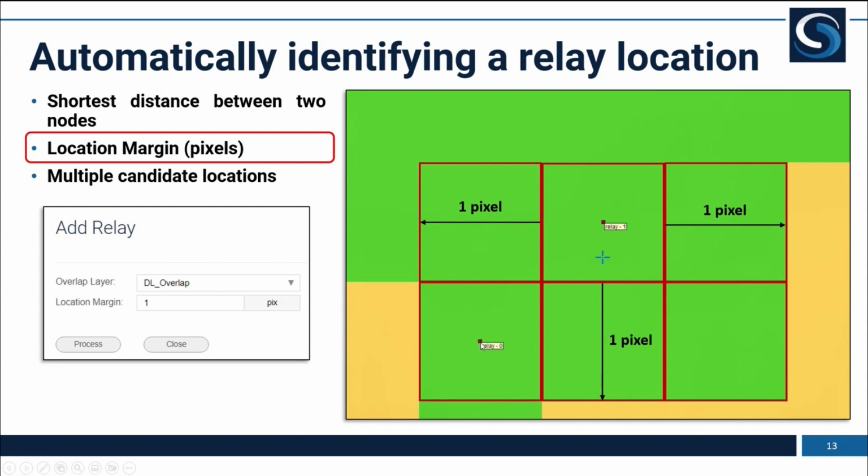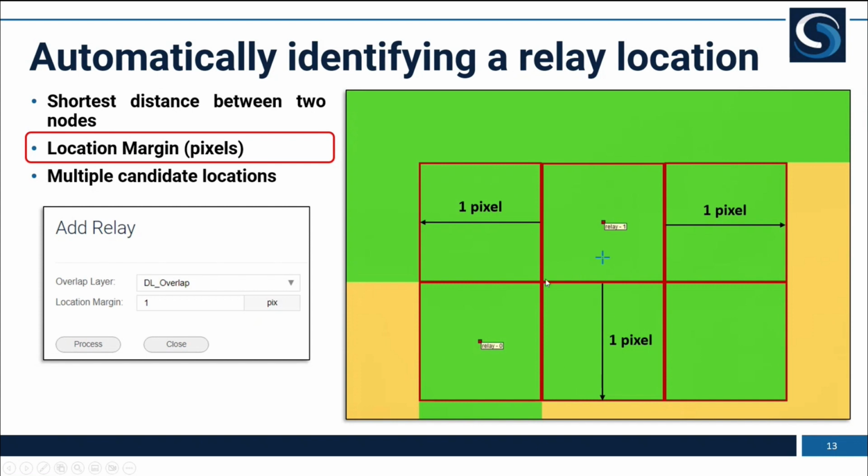But where I put 0 in the location margin, it hasn't bothered to put a margin around that pixel location. So it just found the best pixel that can meet the shortest distance between two nodes criteria that has a line of sight coverage overlap between node A and node B. But it's just a simulation. There can be errors. Maybe there's a mistake. The terrain may be flawed or whatever.